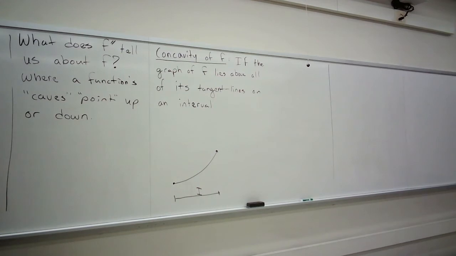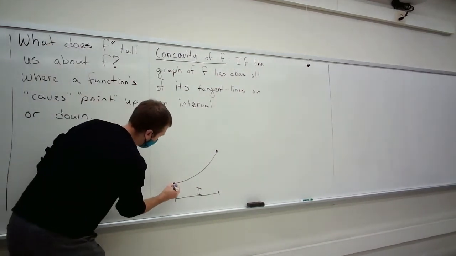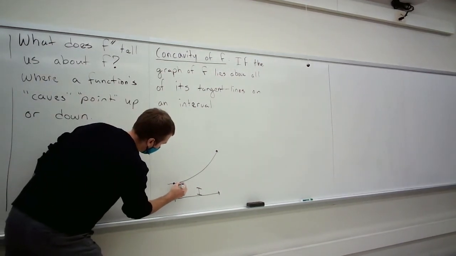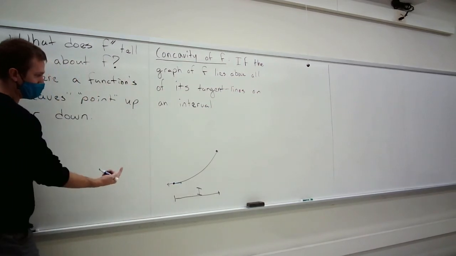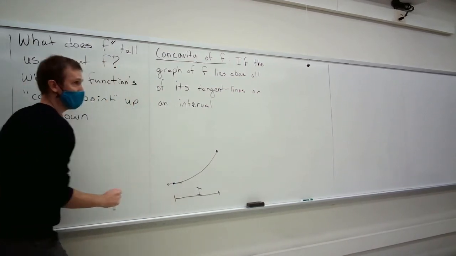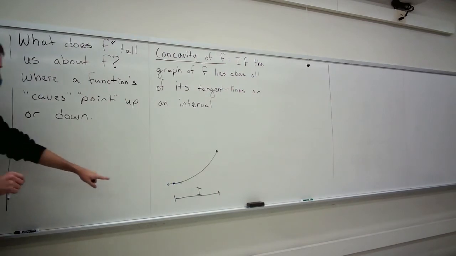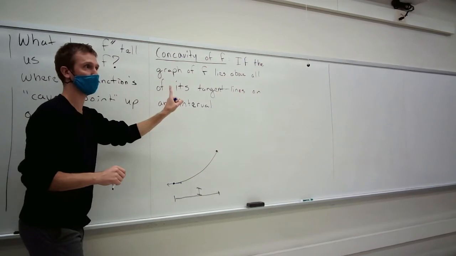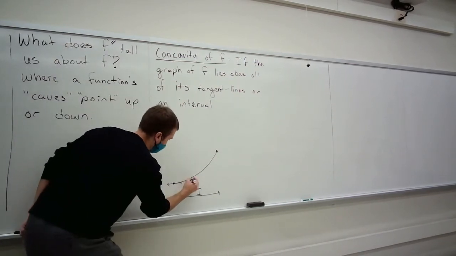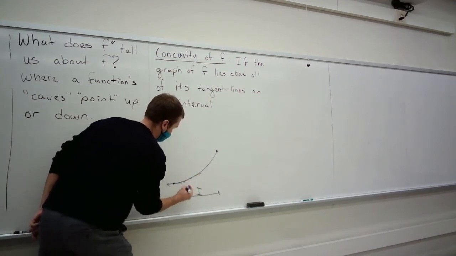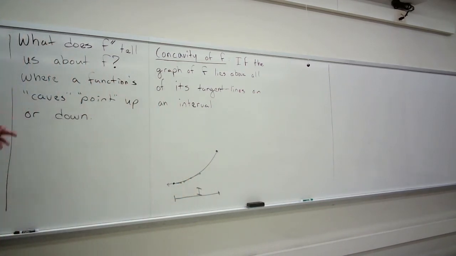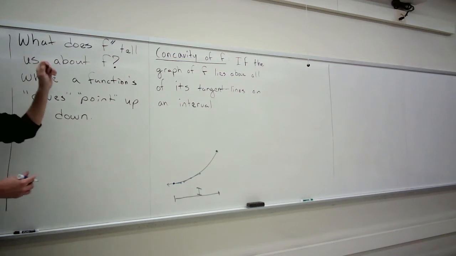I'm going to draw in a bunch of tangent lines. The tangent line right here looks pretty flat. Notice how the curve goes above this line, and as the curve continues, it continues to go above this line. If I then pick another point, in fact any point, and draw the tangent line, notice how if I go back a little bit, or go to the right a little bit, the curve keeps staying above the tangent line. The curve is always above the tangent line.